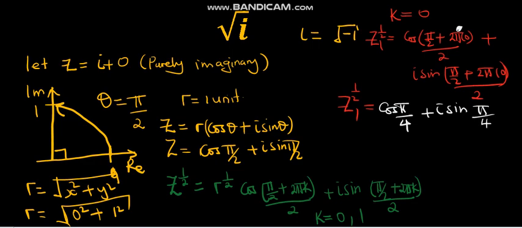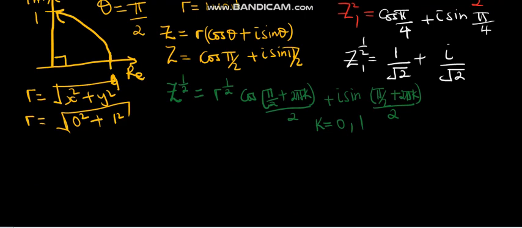And our first root of z will be, what is cos of pi over 4? Yes, it is 1 over root 2. Plus, what is sine pi over 4? It's also 1 over root 2. And that one shall be our first root. Now, if we need a second root, k will be 1.